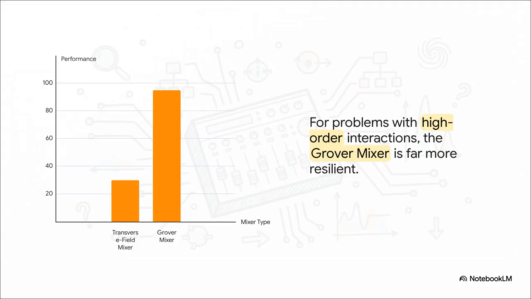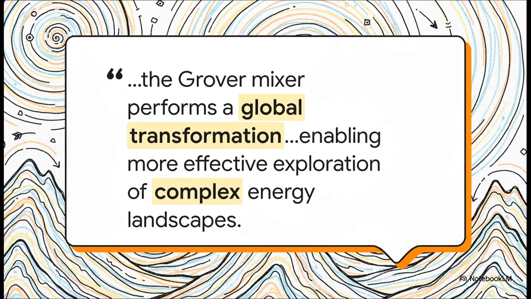So, which one's better? Well, the research is pretty clear. When you get to the really gnarly, complex problems, the ones with tons of interconnected parts, that local step-by-step mixer starts to struggle. Its performance just tanks. But the global Grover mixer, it holds up, maintaining its high performance no matter how complex the problem gets. And hey, don't just take my word for it. The researchers who studied this put it perfectly. They said the Grover mixer's global nature is exactly what allows it to effectively explore these incredibly complex energy landscapes, where a simple local search would just get lost.